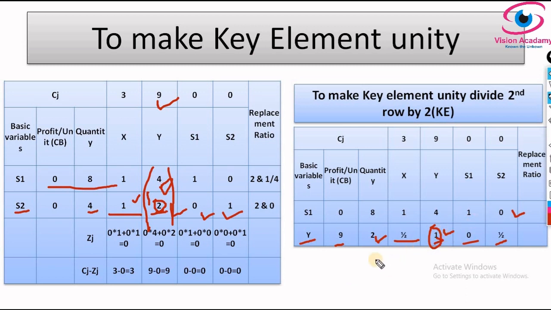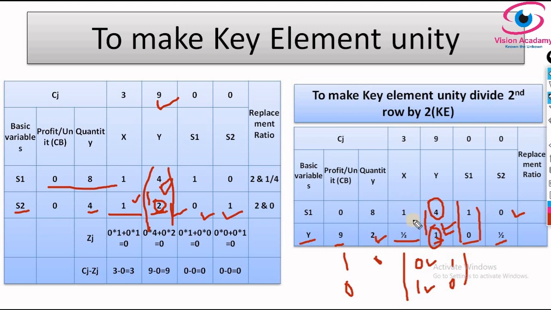Since the desired form is 0 1 and 1 0, look here: in the S1 row, 1 0 is there. In the Y column, here there is 1, here 1, and this must become 0. Okay, this must become 0. Then we will have an identity matrix.